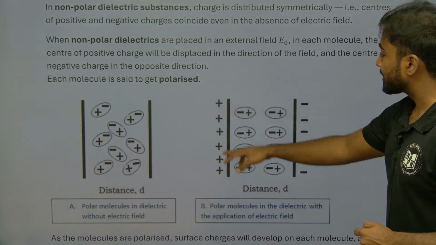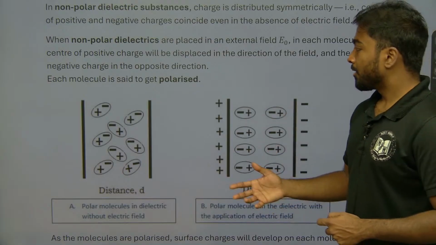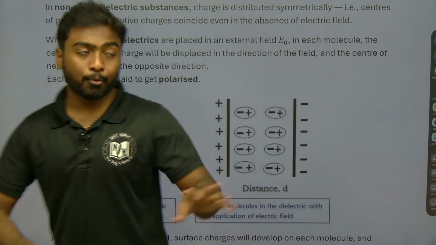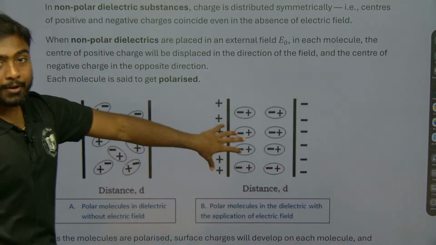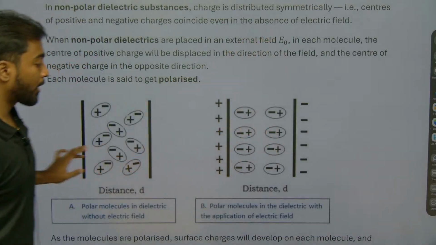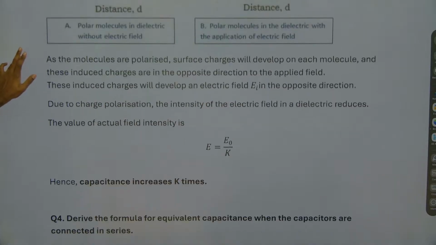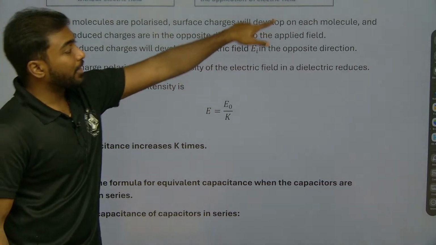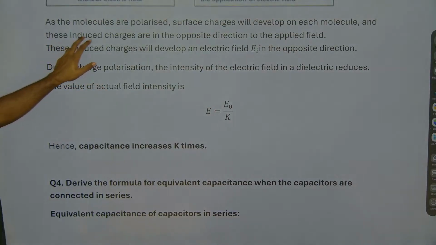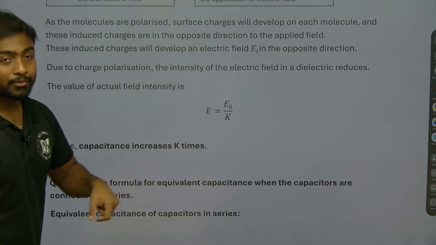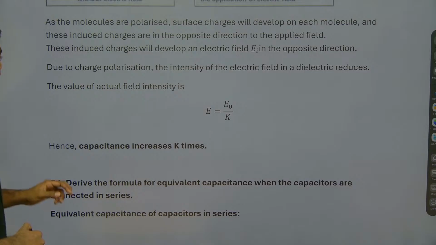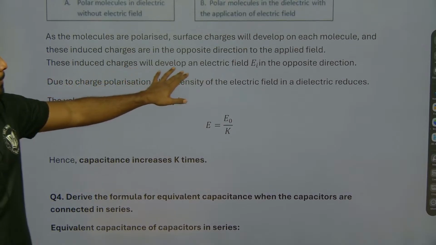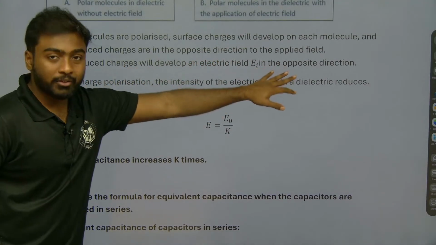When we are talking about the normal situation, it is non-polarized. When we place it in an electric field, it is polarized. As the molecules are polarized, surface charge will develop on each molecule, and this induced charge is in the opposite direction of the applied field. So this induced charge will develop an electric field in the opposite direction.